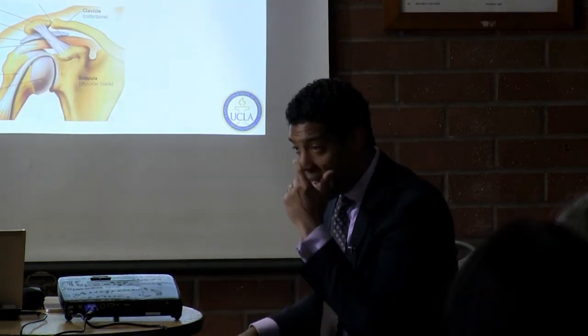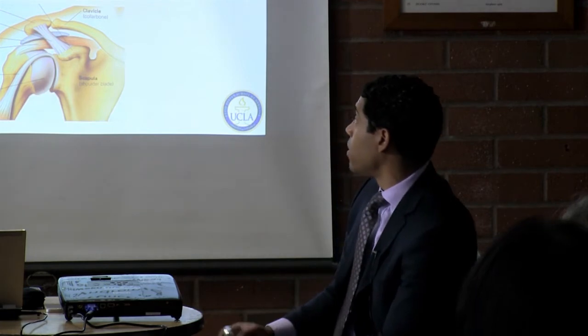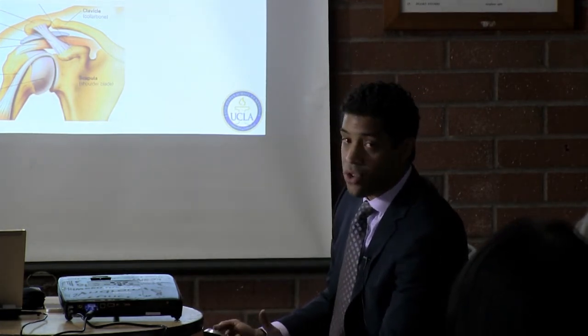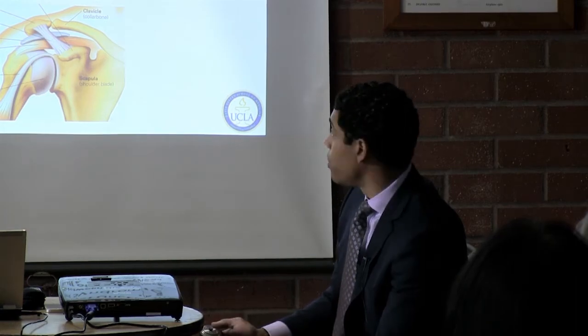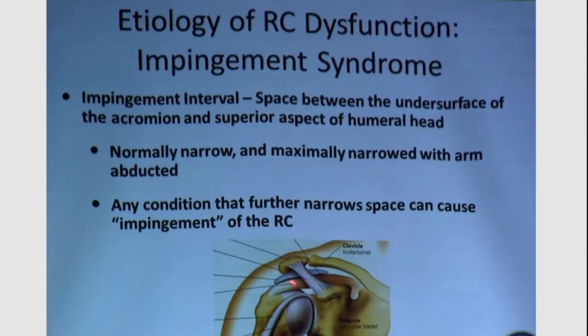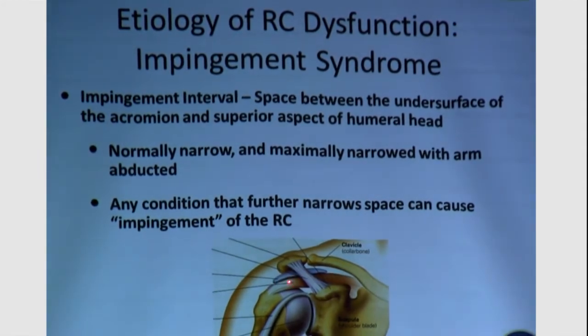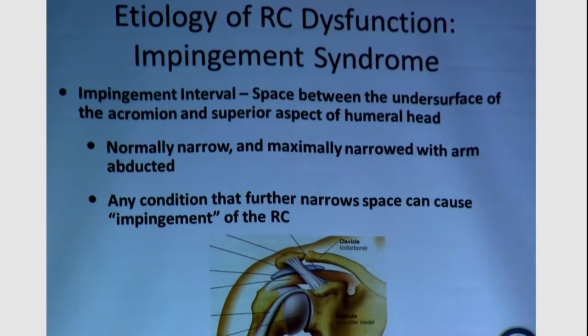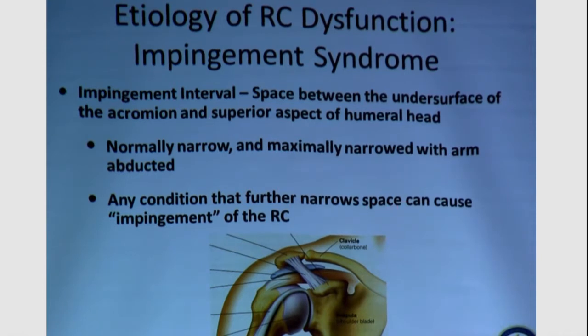So what's the etiology of rotator cuff problems? Like I said before, and we've touched on this a little bit already, impingement syndrome is a huge issue. The impingement interval is this space up here where the rotator cuff lives in between the ball and the roof of the shoulder. Normally it's narrow, but it becomes maximally narrowed when you bring your arm overhead. Any condition that further narrows that space can cause pinching of the rotator cuff.